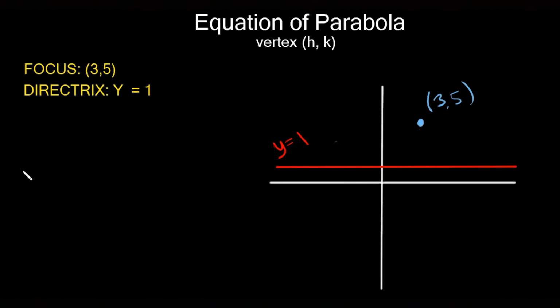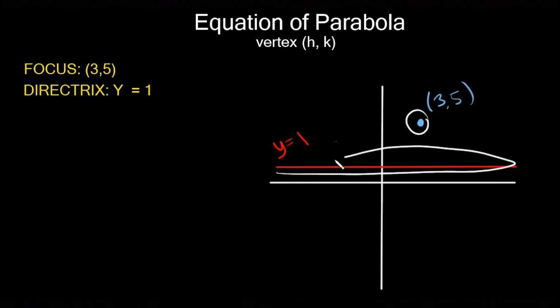But they tell us that the focus is going to be (3, 5), and the directrix is going to be y equal to 1. Now, just looking at my directrix and my focus, what type of parabola am I dealing with here? Am I dealing with a vertical or a horizontal? I'm going to be dealing with a vertical here because I can clearly see that my focus is right here, and then I have my directrix right here, this red line.